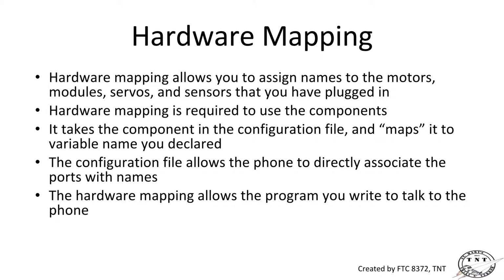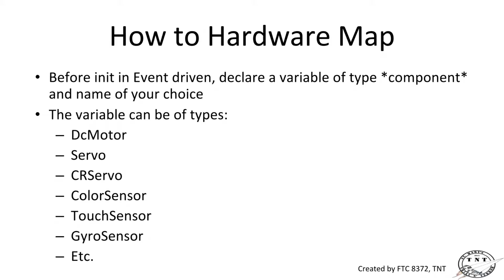So you have to do this with any components that you have or that you at least want to use in your program. You don't have to map everything, but it is highly suggested. So before the init in event driven, you should declare a variable of type component and the name of your choice. So the variable can be DC motors, servo, CR servo, color sensor, touch sensor, gyro sensor, etc. So basically, any type of component that is separate from others will be a type that you can hardware map. So keep that in mind when you are declaring your variable to make sure that you get the right component.